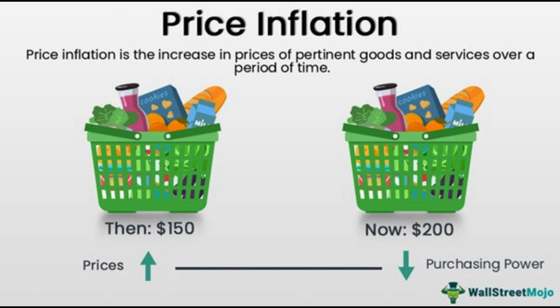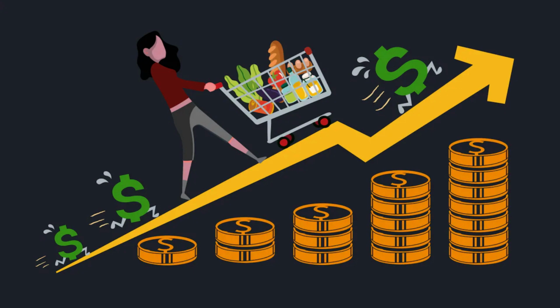3. Demand pull inflation. Demand pull inflation occurs when there is an increase in demand for goods and services that exceeds the supply. This can be caused by factors such as an increase in consumer confidence, government spending, or a rise in exports.